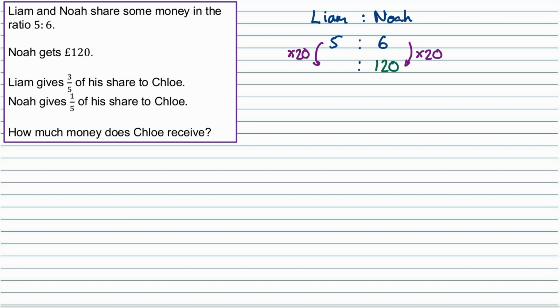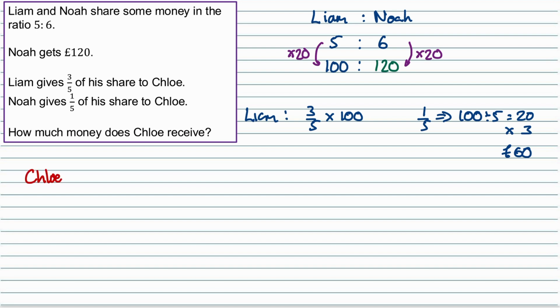So Liam will get 5 times 20, he'll get £100. And then we're told that Liam gives 3/5 of his share to Chloe. So we need to work out 3/5 of the £100. Well, we can work out 1/5 as 100 divided by 5, and this is £20. So 3/5 will be 20 times 3, and this will be £60. So we know that Chloe will get £60 from Liam.